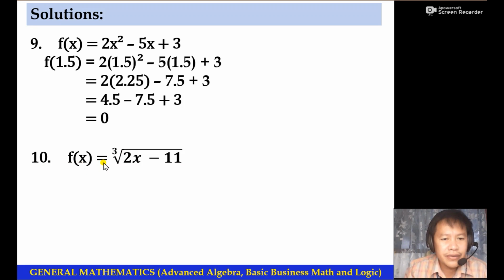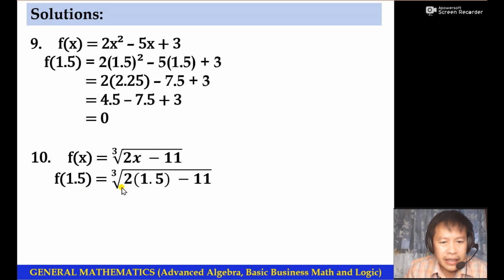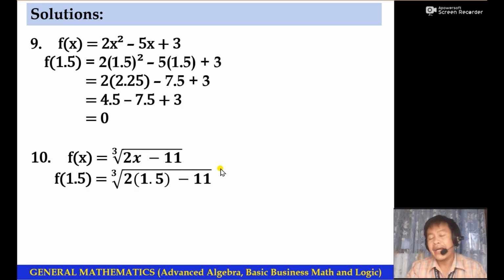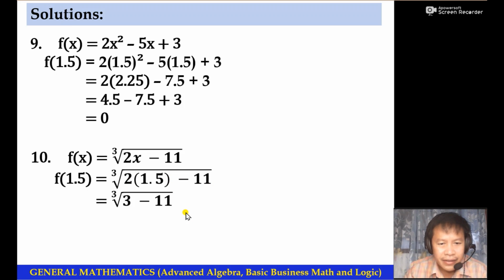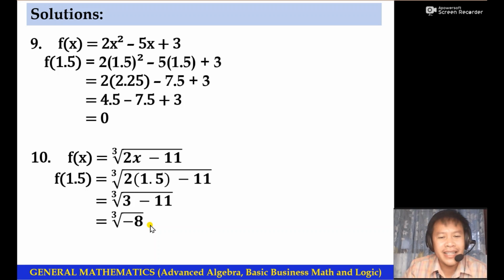Okay, we have number 10. f of x is equal to the cube root of 2x minus 11. And what is the value of y? Okay, this is it. Take note, this will give us an irrational number, I think. Let's see, by and by. So, our x is 1.5. 1.5 times 2 is 3. Okay, 3 minus 11. What is the result? Okay, this is not giving us a rational number.